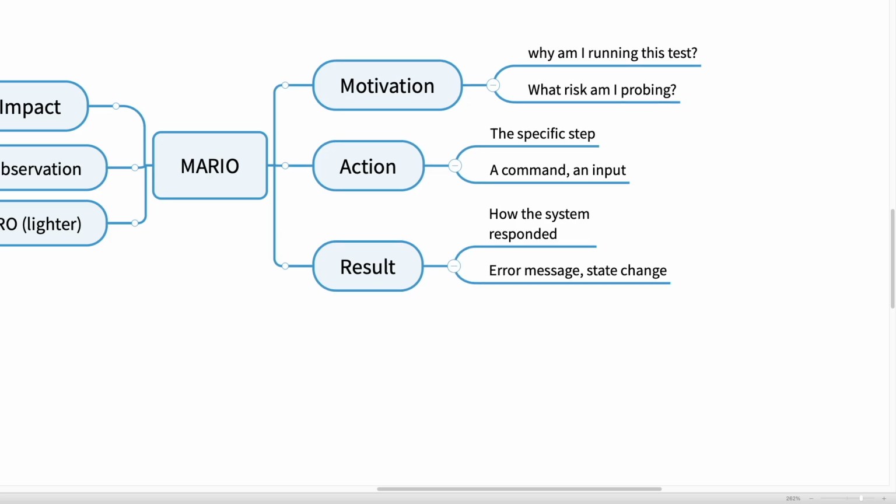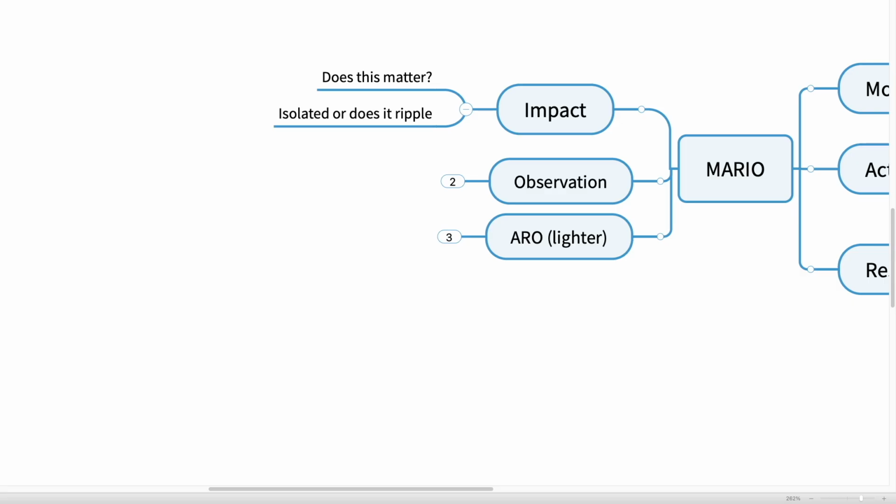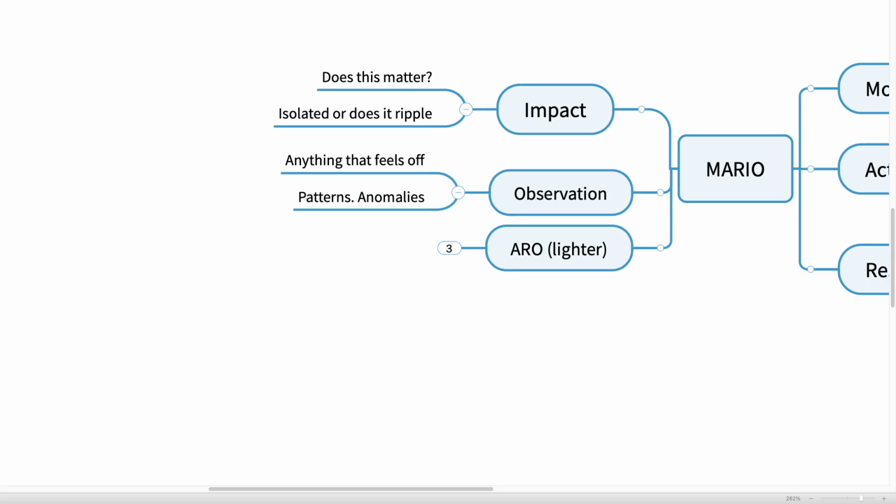Result, how the system responded. What error message was received? Was there a state change? Just whatever happened. The impact, does this matter? Is it isolated or does it ripple? Observation is anything that feels off, patterns, anomalies observed, things I can't explain yet, or things that are okay. That's it. Motivation, action, result, impact, observation.